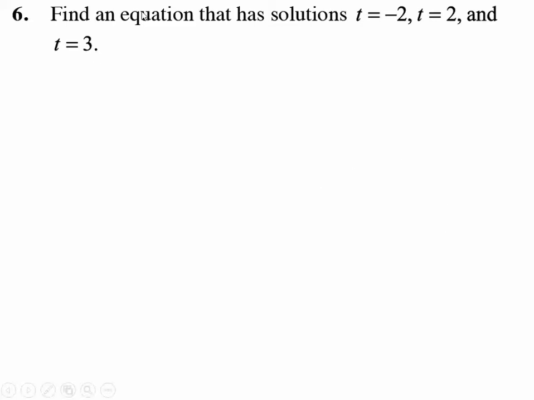So find an equation. Notice this is backwards. We would always find solutions. Now from solutions we want to find the equation. Find the equation that would make an answer of t equals negative 2, t equals positive 2, and t equals positive 3.